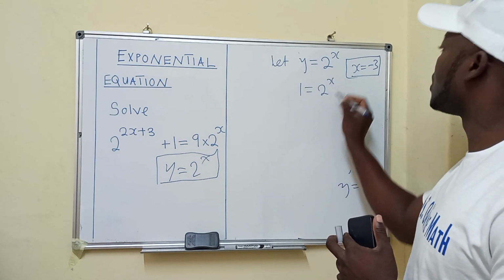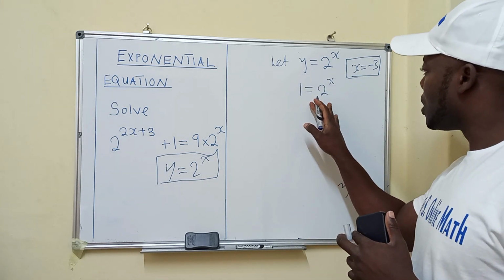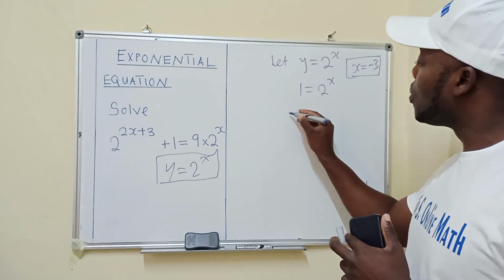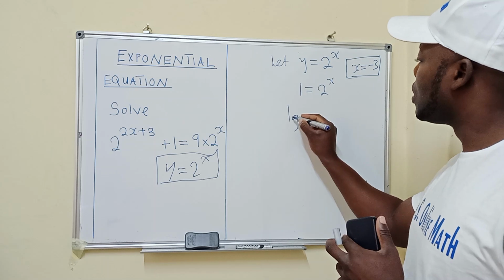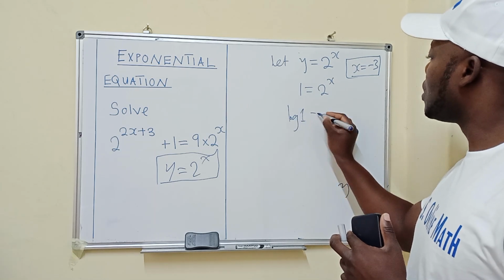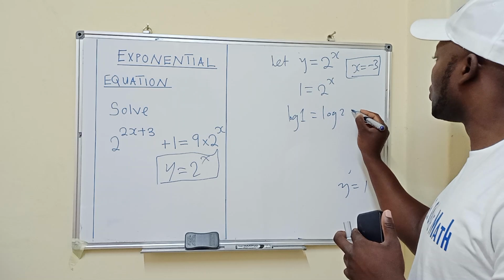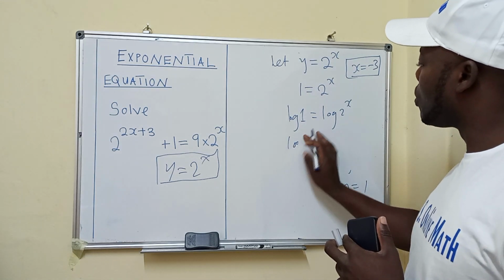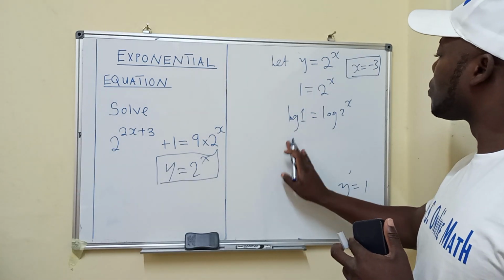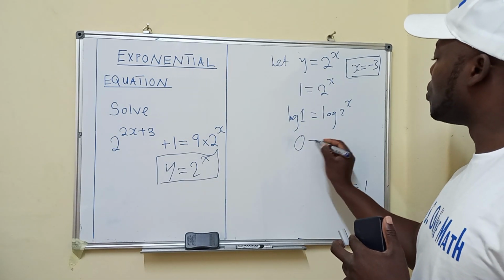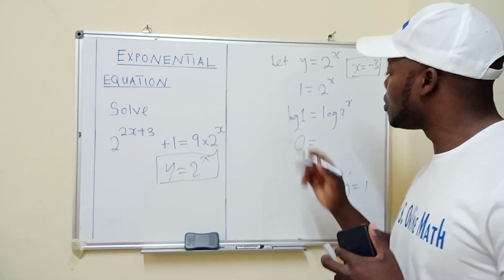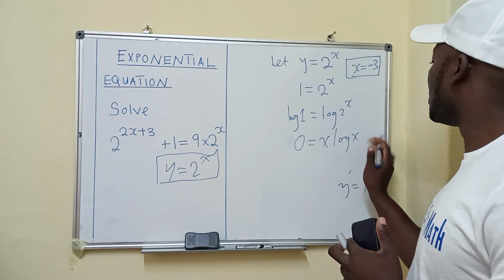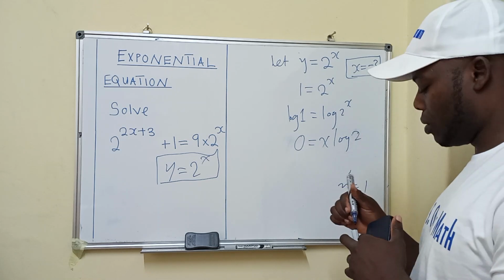So we shall have something like this. Now here, we can't balance the bases. So what do we do? We apply the logs. Log 1 is equal to log 2 power x. So what happens with logs? Here, log 1 is just a 0. So log 1 is a 0. x will come in front. We will remain with this right here.